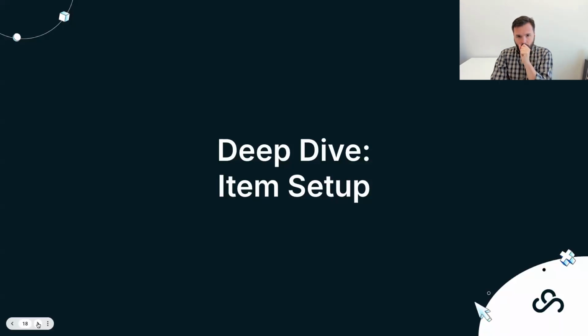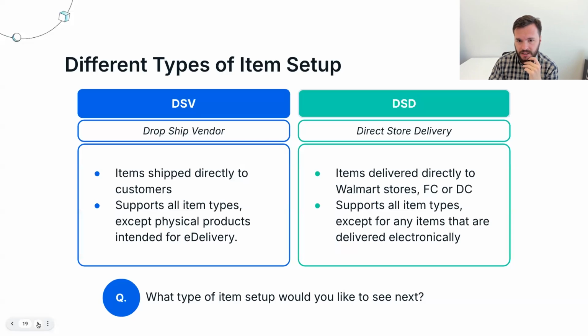Okay, so I'm going to speed up here a little bit, but we do want to do a close up on different kinds of item setup, specifically DSD and DSV. You should be kind of familiar with these, hopefully, unless you're getting started. This is pretty basic stuff. But we also want to know, what other kind of item setup would you like to see? Is there something else that you're struggling with aside from these two? We do want to do a deep dive on these because of how important they are and how common they are.